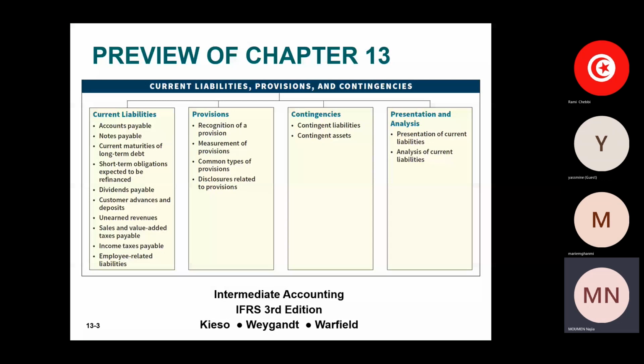Do you have any questions about all of these items before we move on to the next? Was it clear?